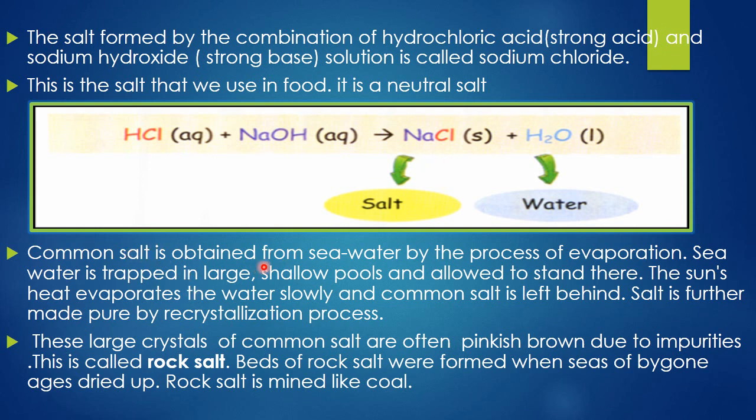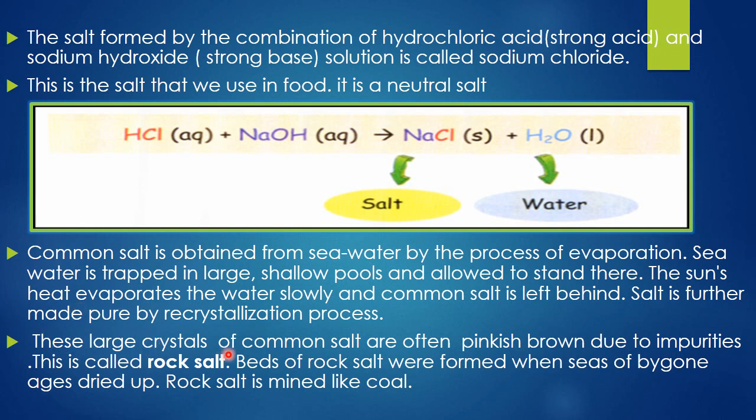And this salt is obtained from seawater by the process of evaporation. Seawater is trapped in large shallow pools and allowed to stand there, and the sun heat evaporates the water slowly, and this common salt is left behind. Salt is further made pure by recrystallization process.